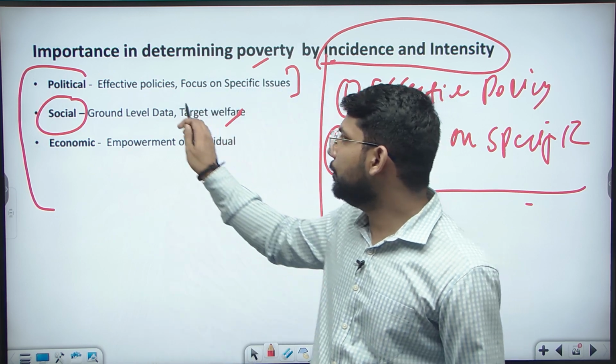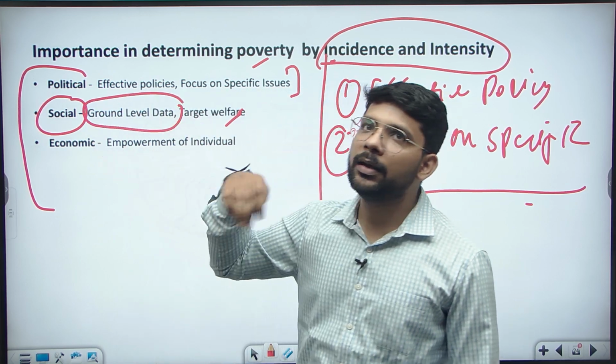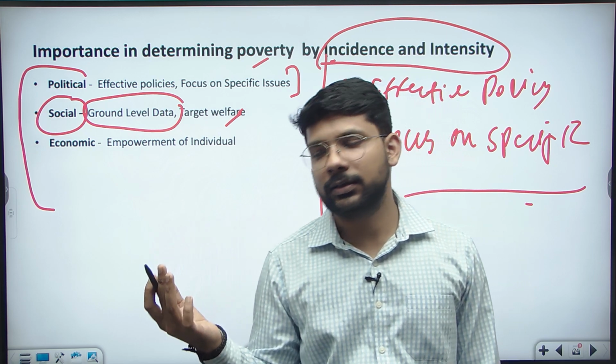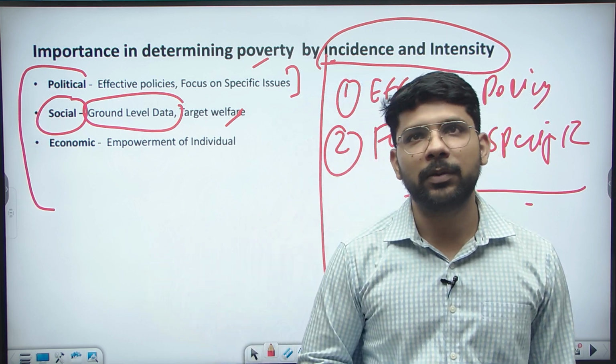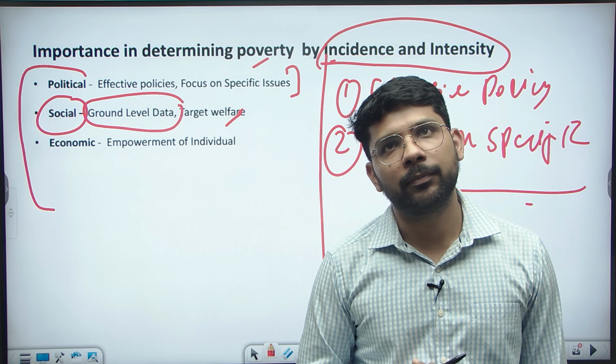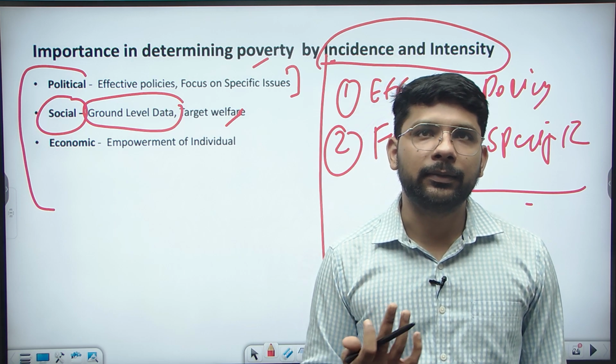Here, if you have the numbers, if you have the data, like in India, in the last few years 297 million people came out of poverty. So you need to write the data here.